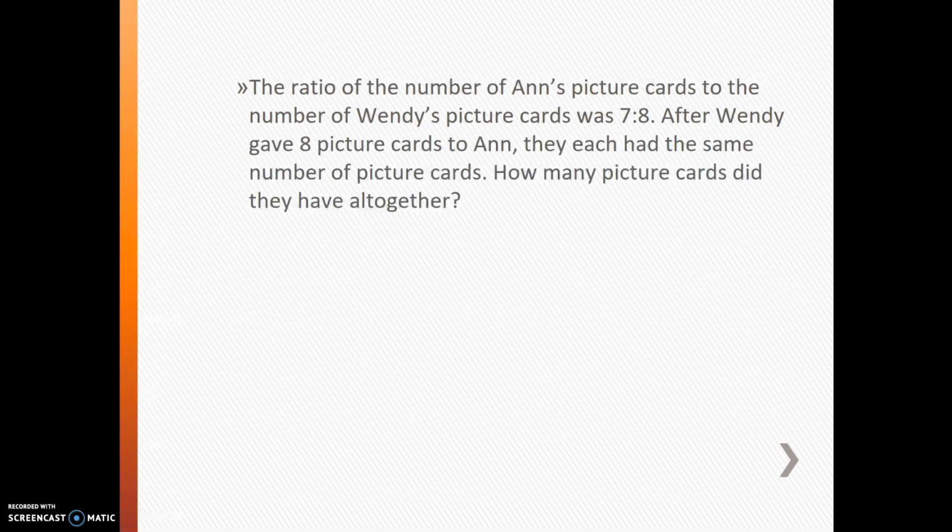Now, don't ask me what a picture card is. I don't know what that came from. Maybe it's a baseball card or something.